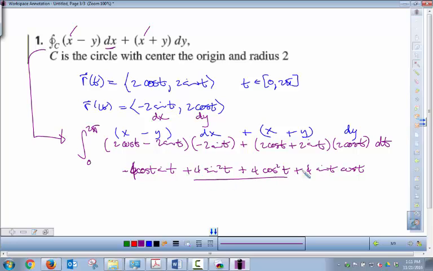We got sine squared and cosine squared, and we got these two things to be opposites of each other. So that's just a 4, right? Wow, that was easy. 0, 2 pi, and then 4 times 1. So this is 4 times 2 pi, which is 8 pi. That wasn't too bad.